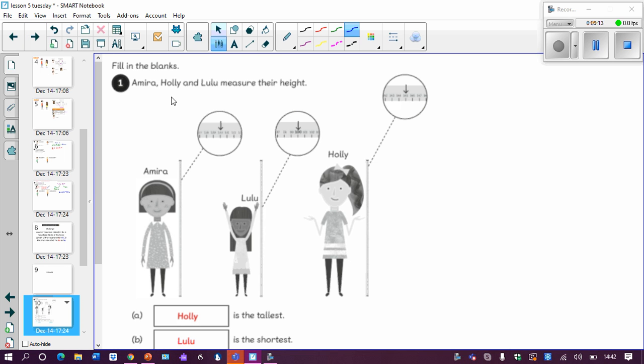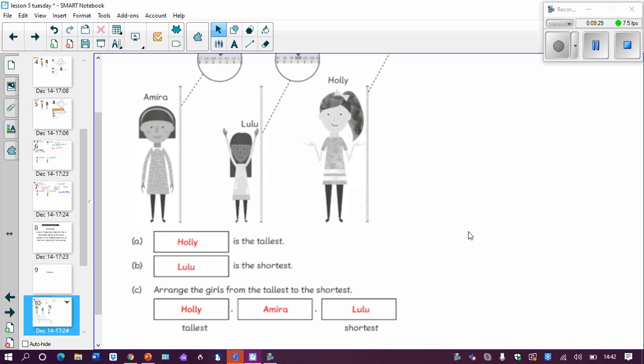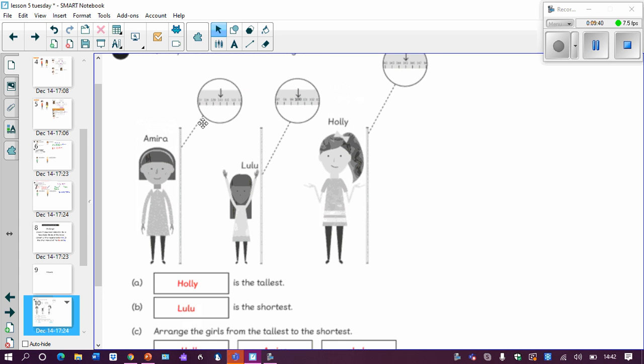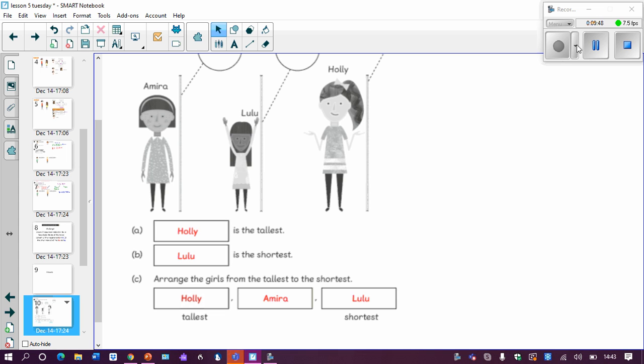Okay, so for question 1, you needed to fill in the blanks. It tells you how high Holly, Lulu and Amira are. It would like to know who is the tallest, who is the shortest, and can you arrange them in height. Now I know some people find these measurements tricky, but we could also have a look at the picture to help us. It's clear that this one says 100, and I will put the measurements up for these two. Holly is the tallest, so give yourself a tick if you got that one right.